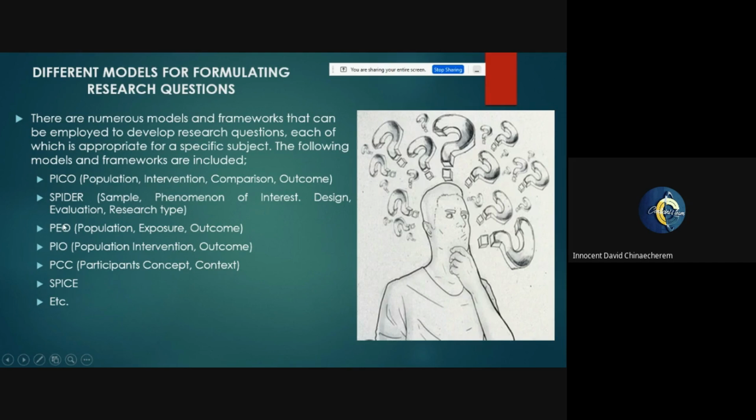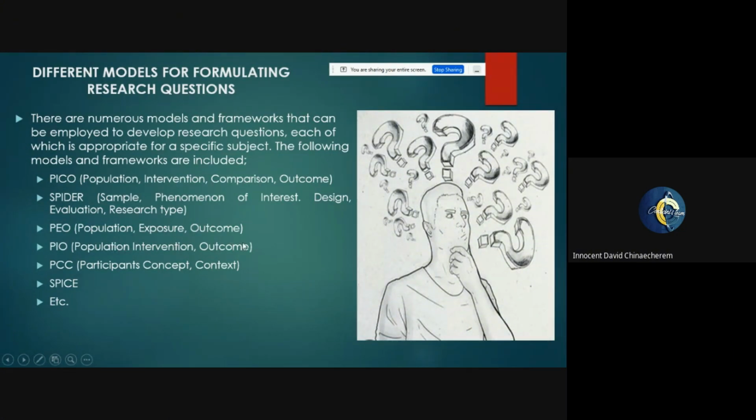Now, if you're listening out there on our podcast, we also have another framework that we call the PEO framework. The PEO framework can be used for any type of research question. It just narrows it down: population, exposure, outcome. We also have the PIO, where you remove the comparison.